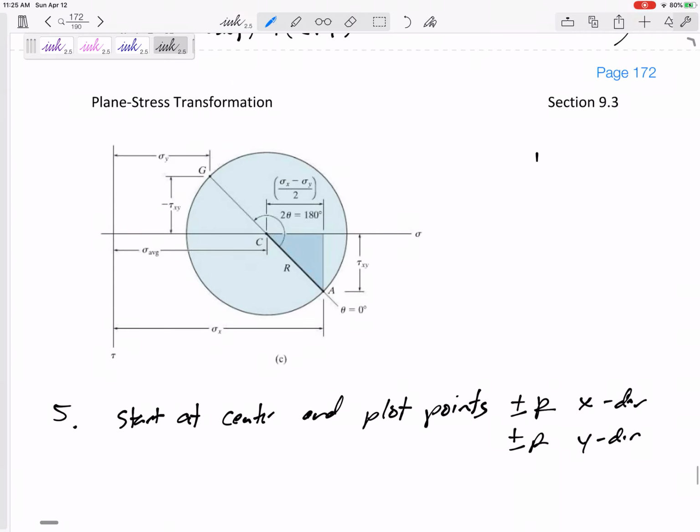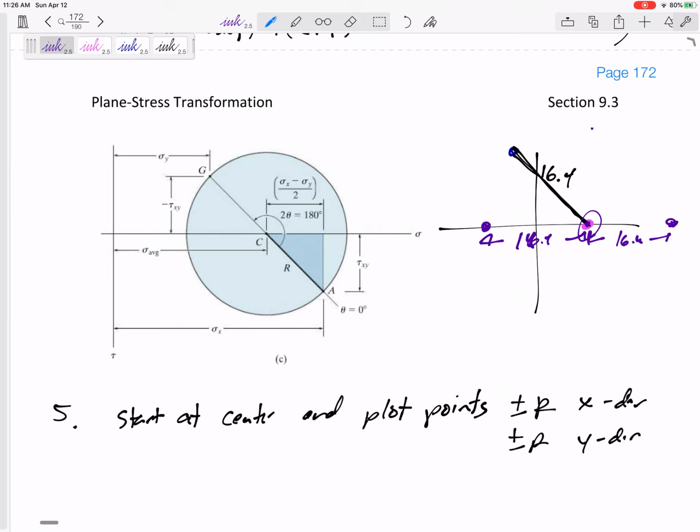See if this makes sense to you. Okay, once I know where the center is, maybe the center's right here. And maybe my reference point was right here. I don't know where my reference point was. If this was my starting point, and this is my center, and I have found this distance, let's say it is 16.4, then I go here and I go to the right, 16.4. I go to the left, 16.4. I go up, 16.4. I go down, 16.4.